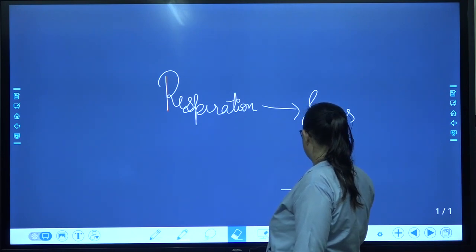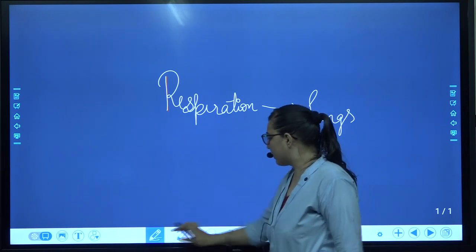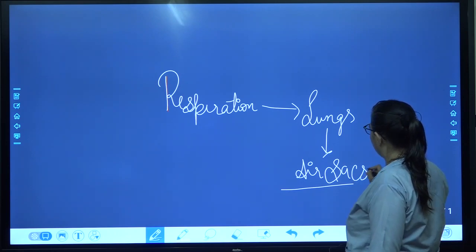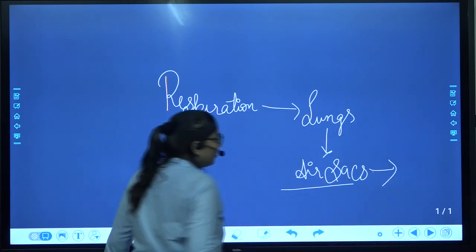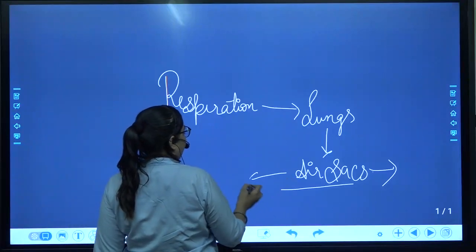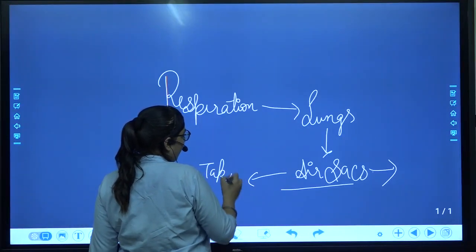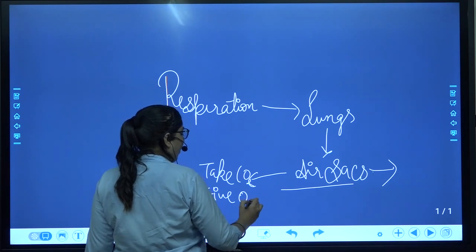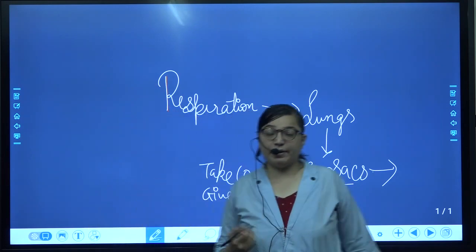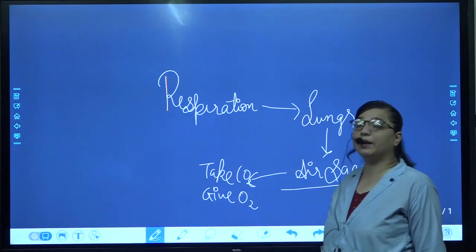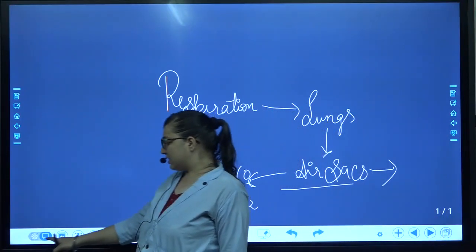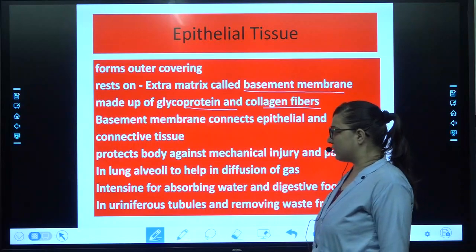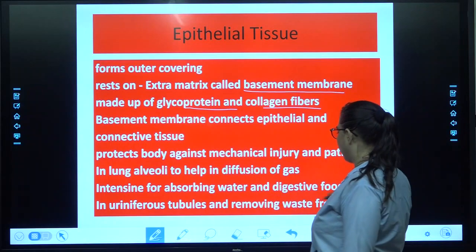which does all the diffusion of gas. What will this air sac do? It will take CO2 and it will give oxygen. Alright. These air sacs will take carbon dioxide and give oxygen, and ultimately it will help in the gaseous exchange. Now that is happening because of epithelial tissue. Then next, it is intense for absorbing water and digestive food.